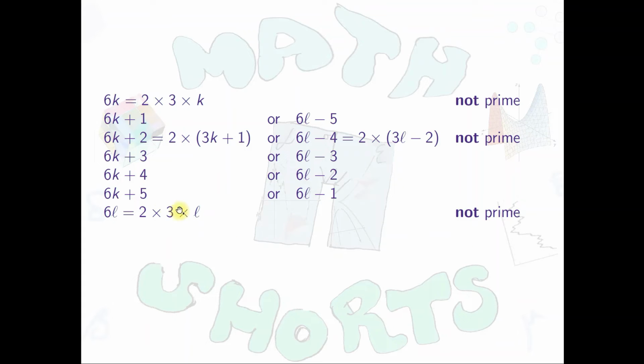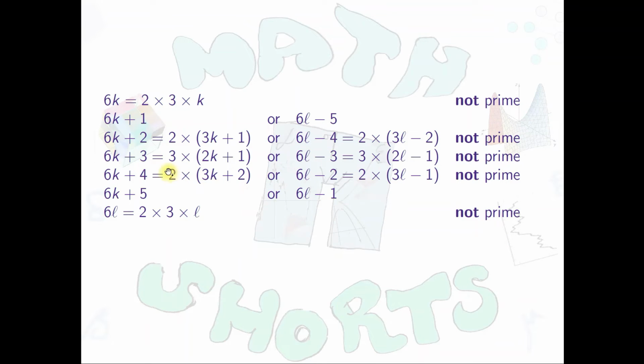Similarly, 6k plus 4, 6l minus 2 are also even numbers. So 2 is going to go into those, and they're not going to be prime. Now, what about 6k plus 3? Well, 3 goes into 6. So, and 6l minus 3, same idea. So I can write each of these as 3 times something. So 3 is going to be a factor of 6k plus 3 or 6l minus 3. So those aren't going to be prime.